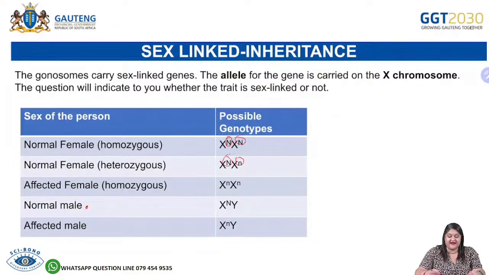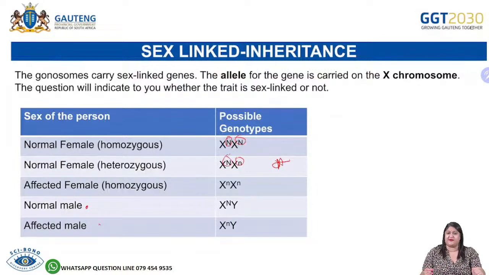Then we come to an affected female. This means that this person has two recessive alleles, because remember what Sina said? The dominant is going to mask the recessive. That's why in the heterozygous situation the person is still normal, because the capital N is masking the small n. The affected female is homozygous, so there are two recessive alleles, the two small n's. That means the recessive trait is going to be depicted in the phenotype.